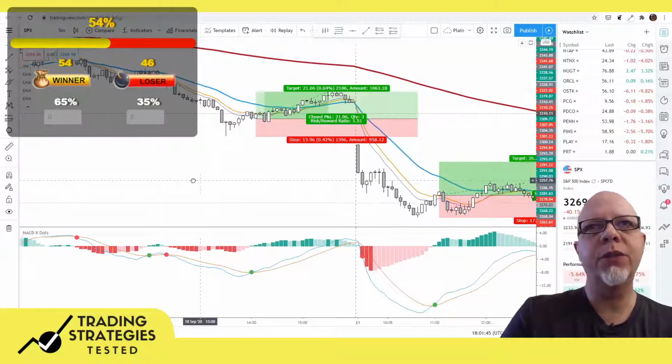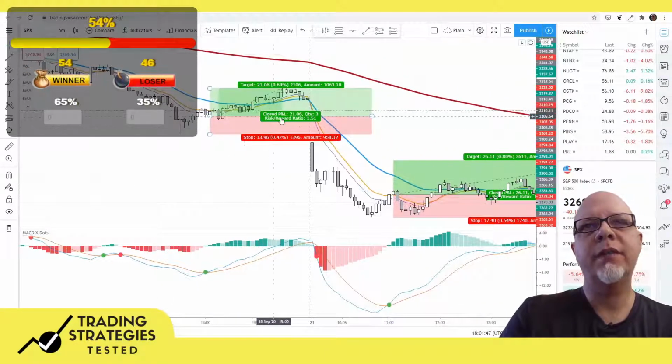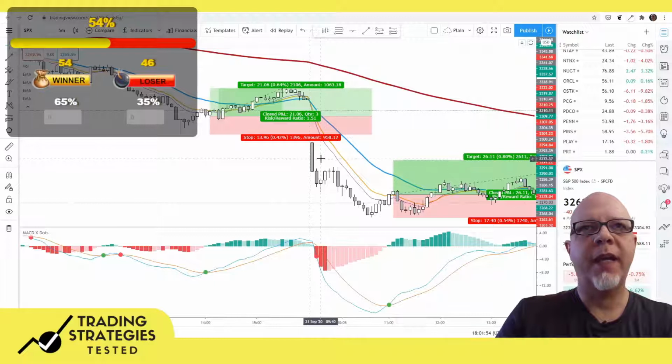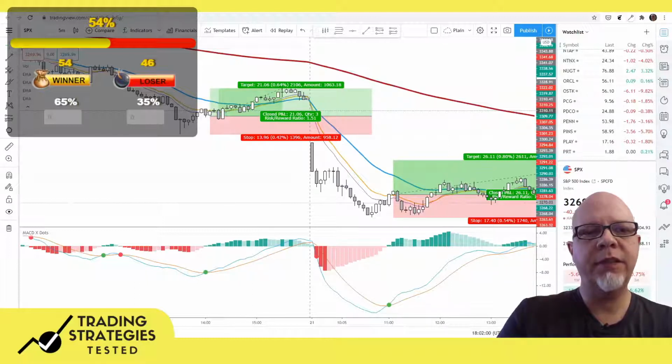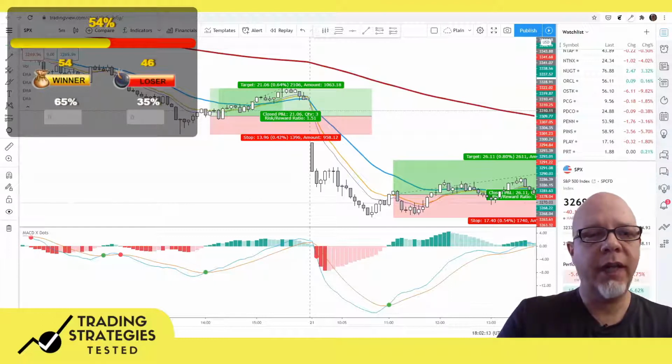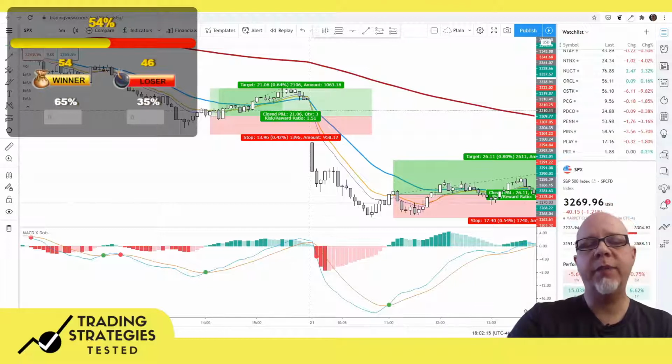And we set it to the closest stop loss level, and then a ratio of 1.5, and this is what we got. So in terms of money, 65% versus 35%. Oh, that's a little bit ugly. Anyways, so we got roughly $617 there and $337 on the losing side. So hey, that's actually not bad. That's actually better than what I thought.